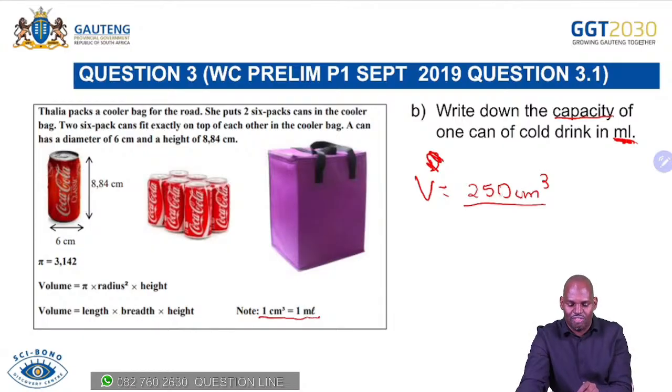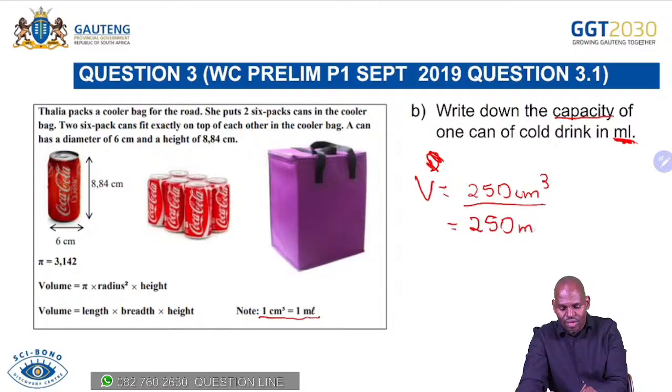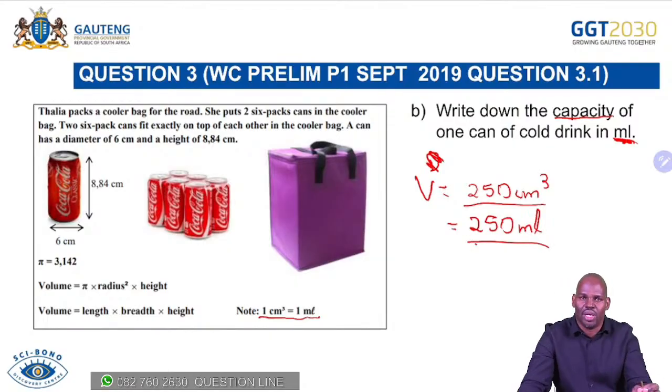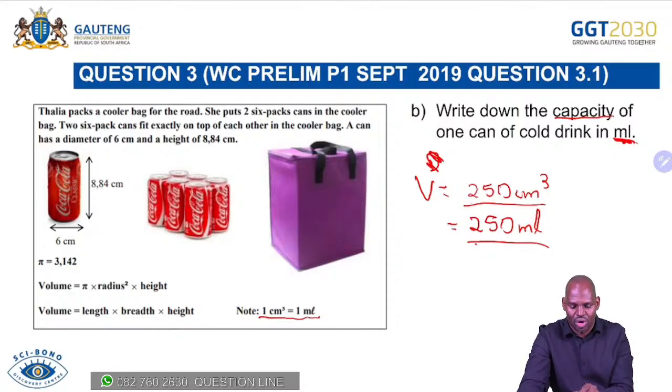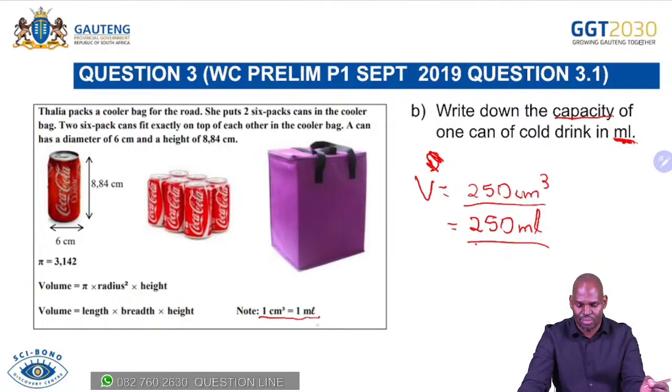So if it's 250 cubic centimeters, therefore this will give us 250 milliliters. Simple as that. You don't even have to do calculations in this one, guys. It's just a matter of converting. One of this is equal to one of that. If it's 100, that will be 100. If it's 300, that will also be 300. Easy as that. Let us move on to the next question.